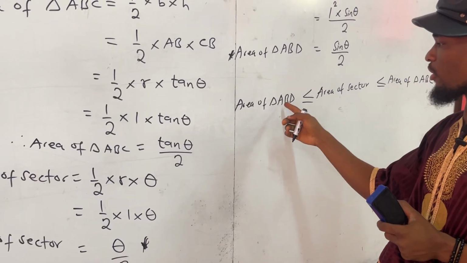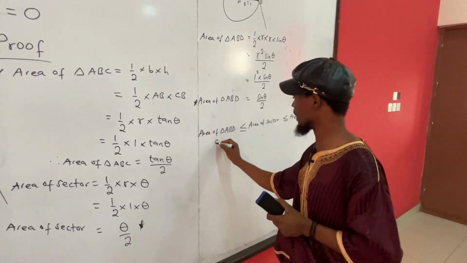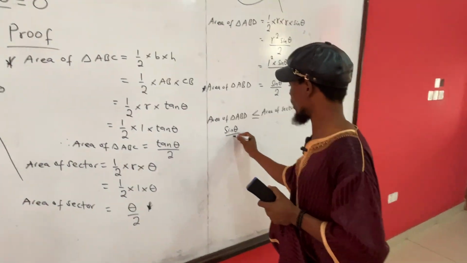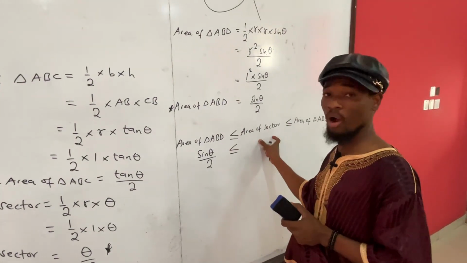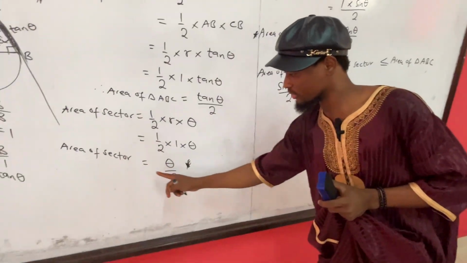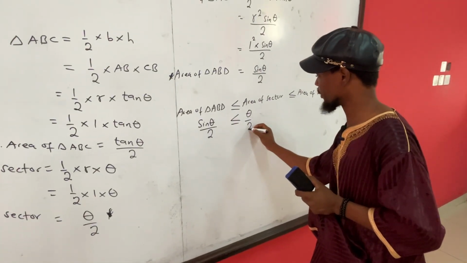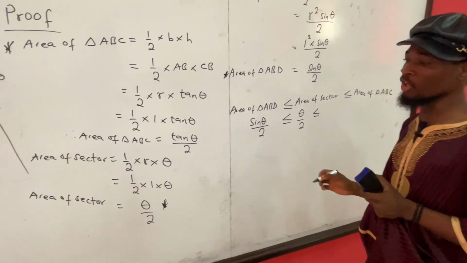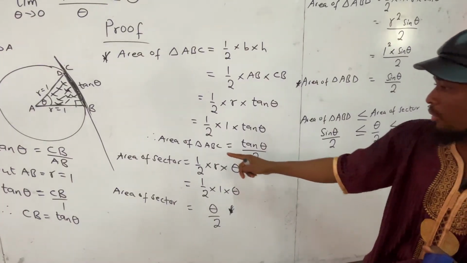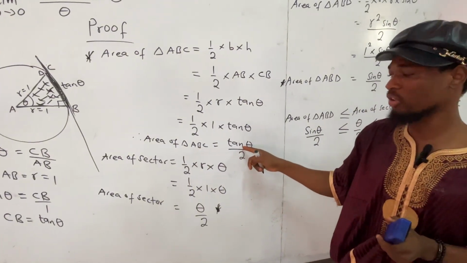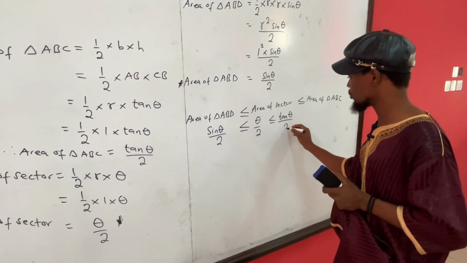So what do we have? Do I know the area of triangle ABD? Yes. So I have it to be sine theta over 2. I have less than or equal to. Do I know the area of sector? Yes, over here. Area of sector is theta over 2. So I have theta divided by 2. Then less than or equal to the last one, area of triangle ABC. And what is the answer? We have area of triangle ABC giving us tan theta over 2.